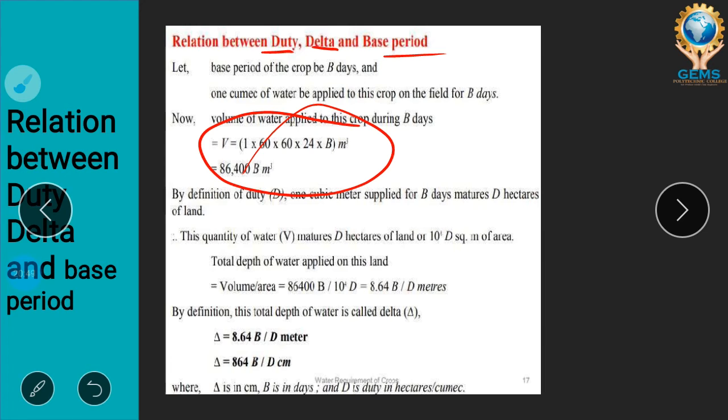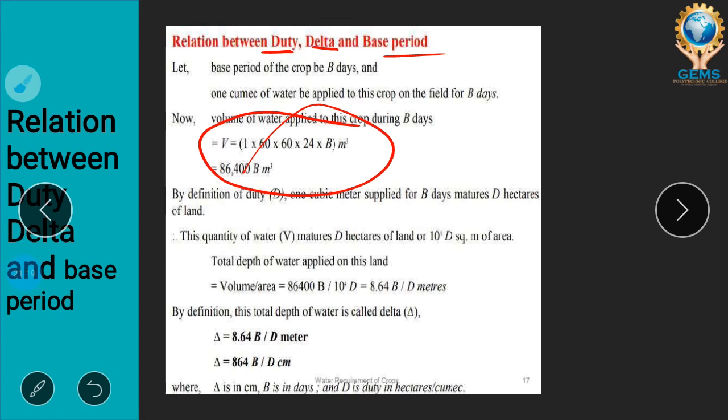करेंगे तो 1 डे में 24 घंटे होता है, 1 घंटे में 60 मिनट, और 1 मिनट में 60 सेकंड होता है, इंटू B, दैट इज बेस पीरियड. हमने मल्टीप्लाई करा तो हमारा वैल्यू क्या है, 86,400 B मीटर क्यूब. सो एज वी ऑल नो D, D हमारा ड्यूटी है. तो ड्यूटी की डेफिनेशन क्या है कि 1 क्यूबिक मीटर सप्लाइड फॉर ए B डेज, क्योंकि वो प्लांट का मेच्योरिटी पीरियड है. तो B डेज हमने फार्मूला से निकाल लिया है.